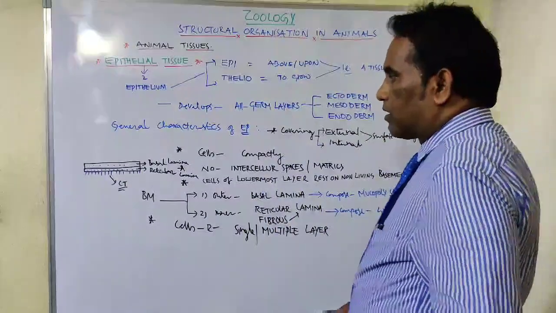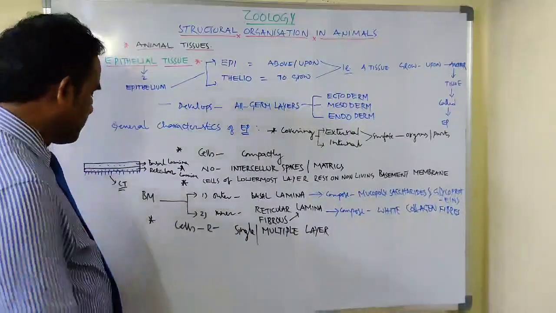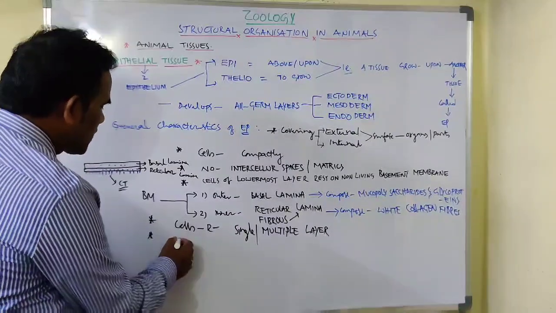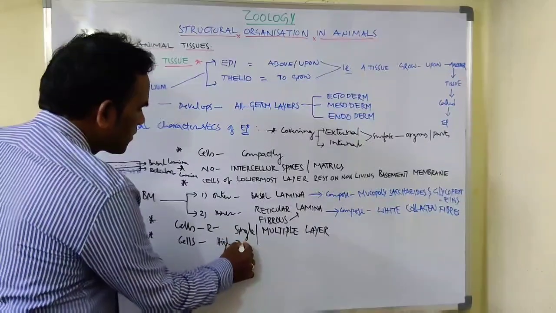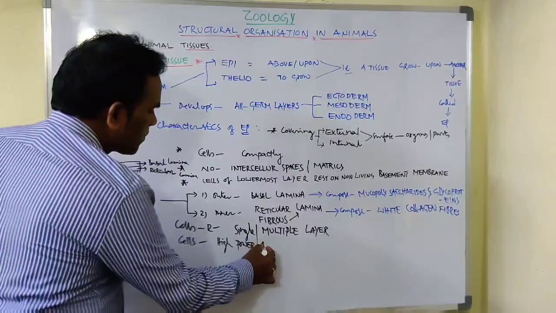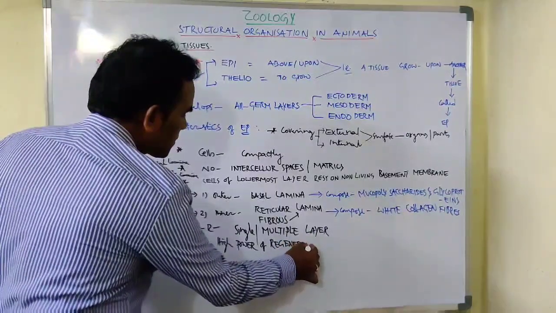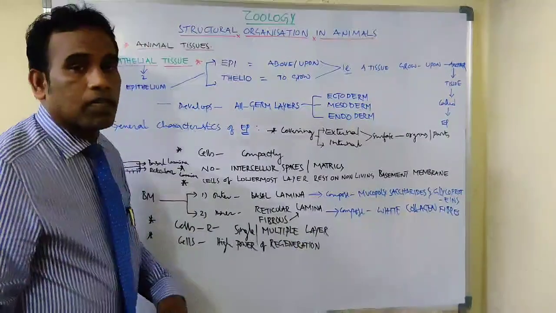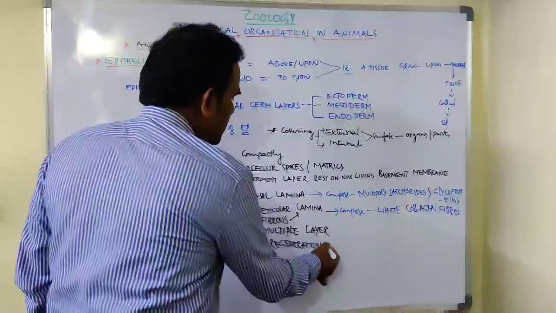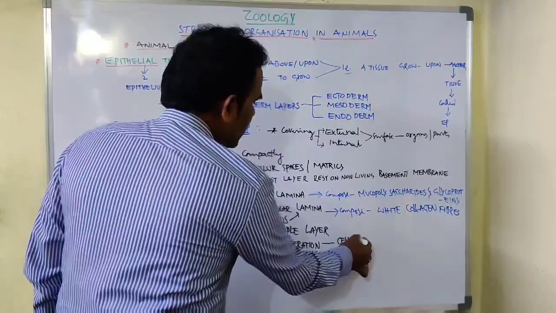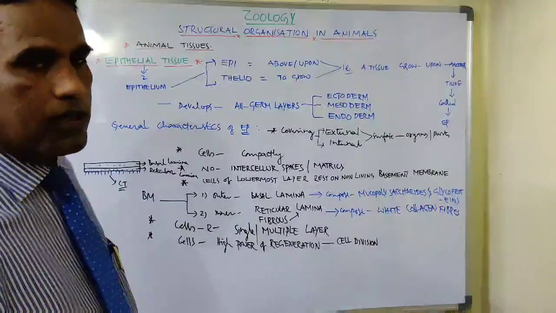Okay, fine. So now the cells are either single or multiple layers, and the cells have high power of regeneration. Epithelial cells have high power of regeneration because they have the ability of cell division. The cells keep on dividing and form new cells.